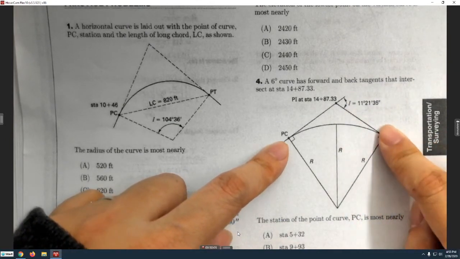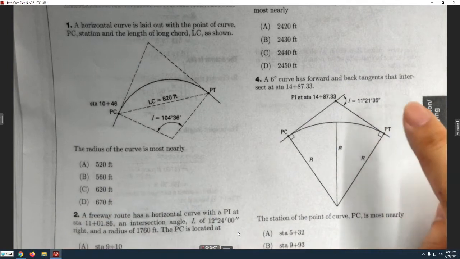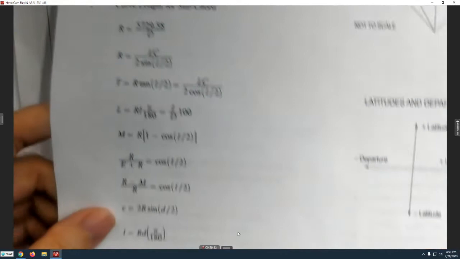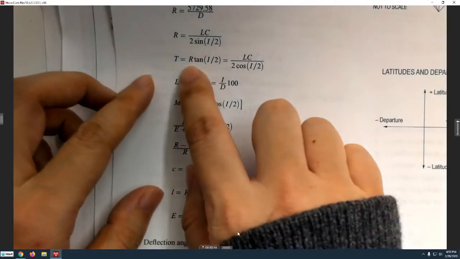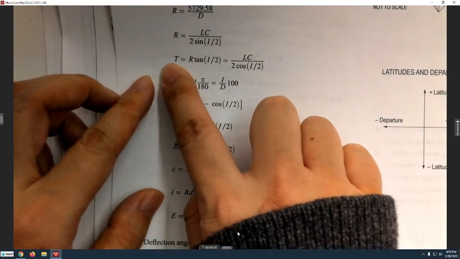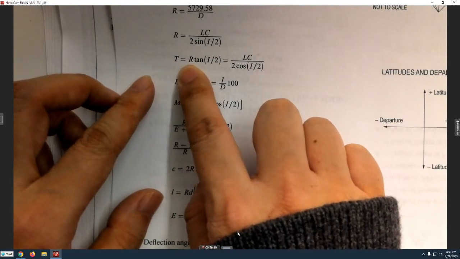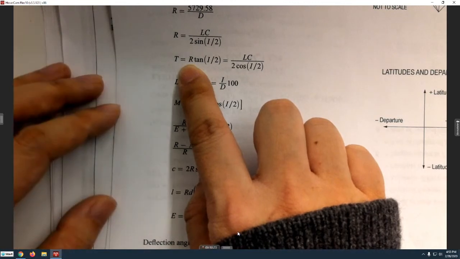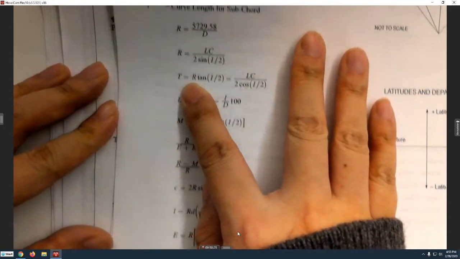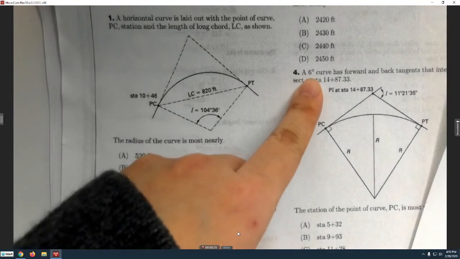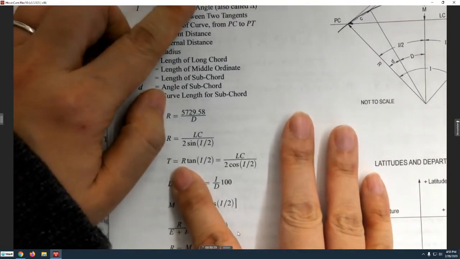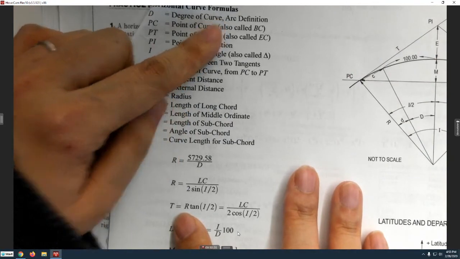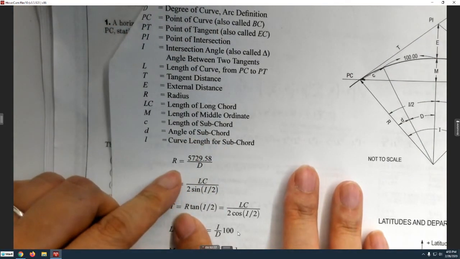If we know R, once we have R and we have I, we can know the T. The question is, what is R? It doesn't give us R, but it says it's a 6-degree curve. What is that 6 degree? The 6-degree curve is the degree of curve, D. You can just use this one directly.